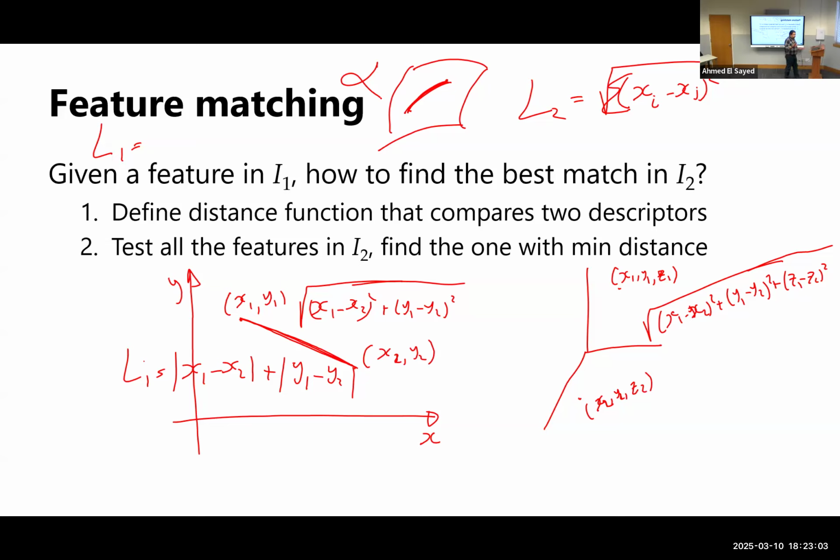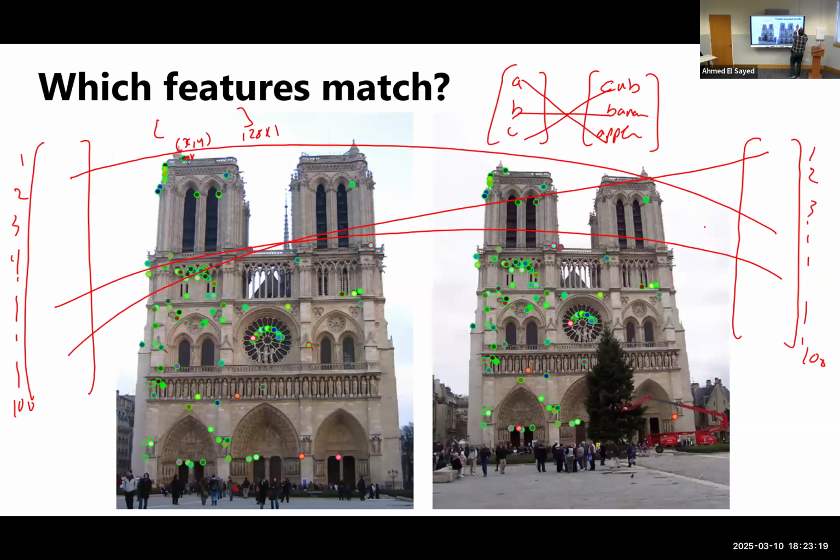Okay, so in this matching process, we will assume that we have 2 descriptors, and we want to find the distance between those 2 descriptors. I mean, I have number 1 from here and number 1 from here, and I want to measure the distance between those 2. Is it short or not? If the distance is short, then they're similar to each other. If the distance is large, this means that they are far from each other.